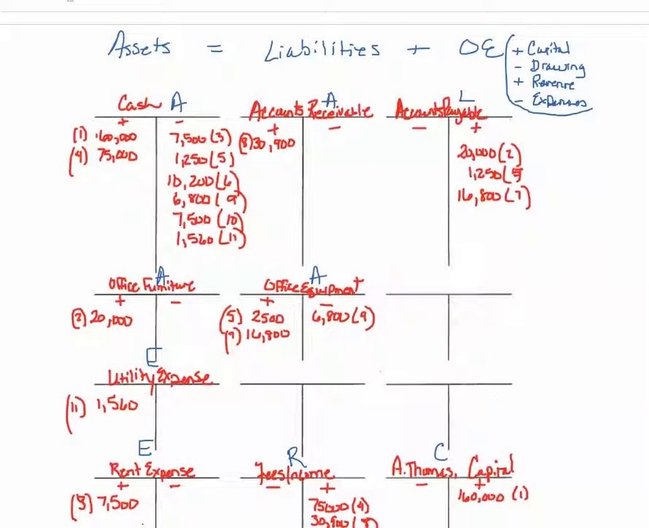All right, the next step to do in our problem is to determine the balances for each T account, and then to create a trial balance. To create the balances, an asset account is going to have a balance on the side of the increase. So the balance is going to be here. Accounts receivable, same thing. The balance is going to be on the left-hand side. Accounts payable, or liability, the balance is going to be on the right-hand side.